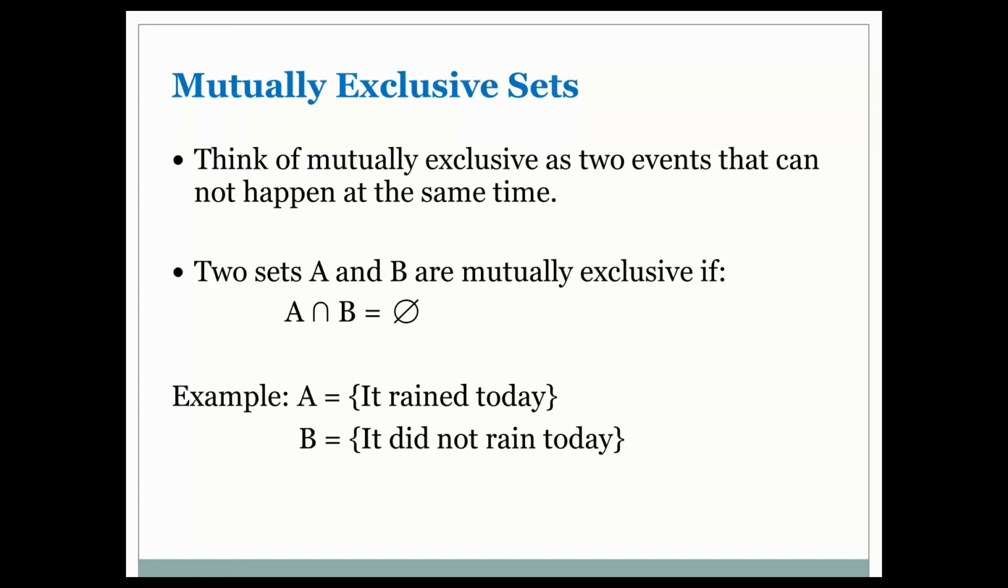Mutually exclusive sets. Think of mutually exclusive as two events that can't happen at the same time. Two sets A and B are mutually exclusive if the intersection of A and B is a null set, so there's nothing they're sharing. Here's an example: set A is it rained today, and set B is it did not rain today. You can't have it raining and not raining. It's the same thing with a left turn or a right turn. You can't do both. So you'll have that null set, and you'll have mutually exclusive, which is not independent. Mutually exclusive and disjoint are the same, but independent is something else, and I'll show you in a minute.